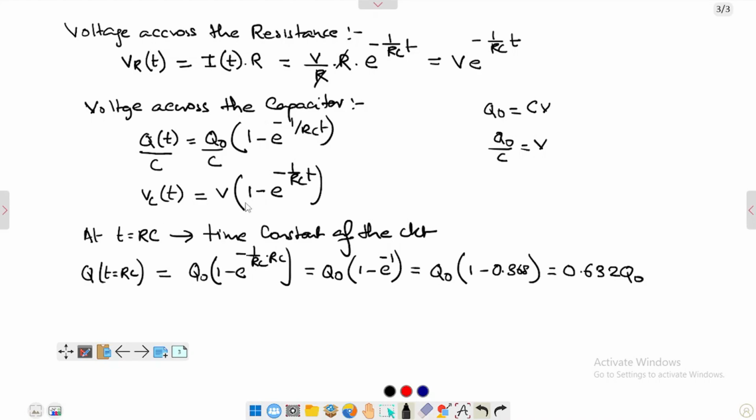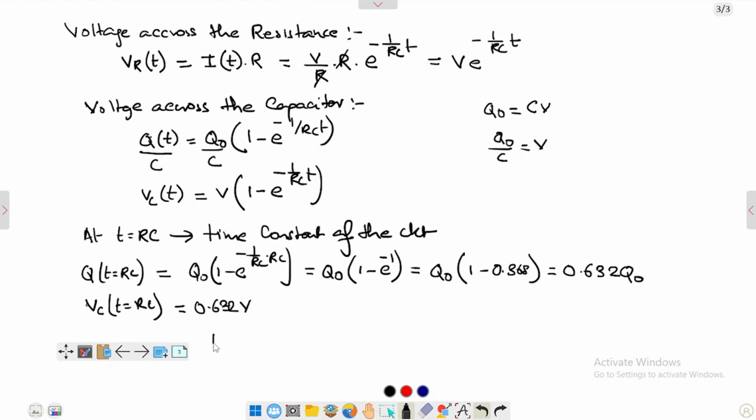See, the voltage equation is the same, so I can directly write down the voltage VC at t equal to RC. It will be the same, 0.632 of V. So I can write down the voltage across the capacitor. It will be the same equation, so it will be 0.632 of V.